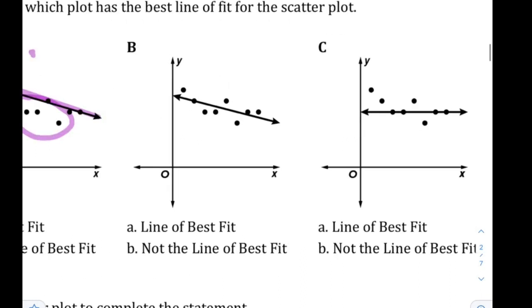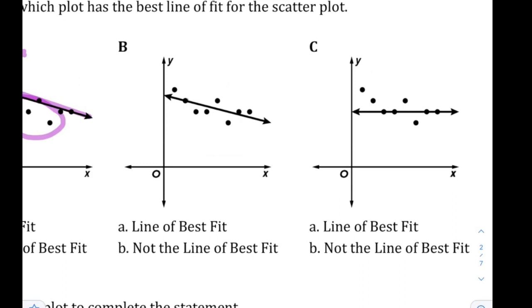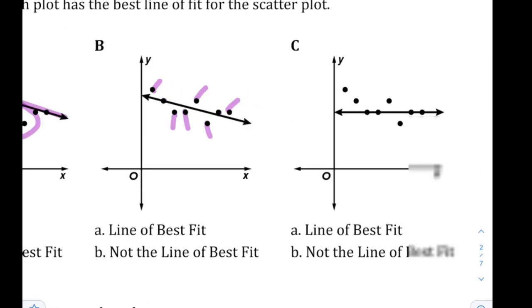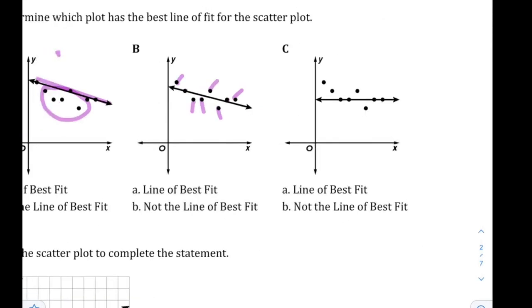Let's check B. B is passing through 2 points, and we have 1, 2, 3 points above the line, and we have 1, 2, 3 below the line. Approximately, you can say it's fair, so it is a good line of fit.